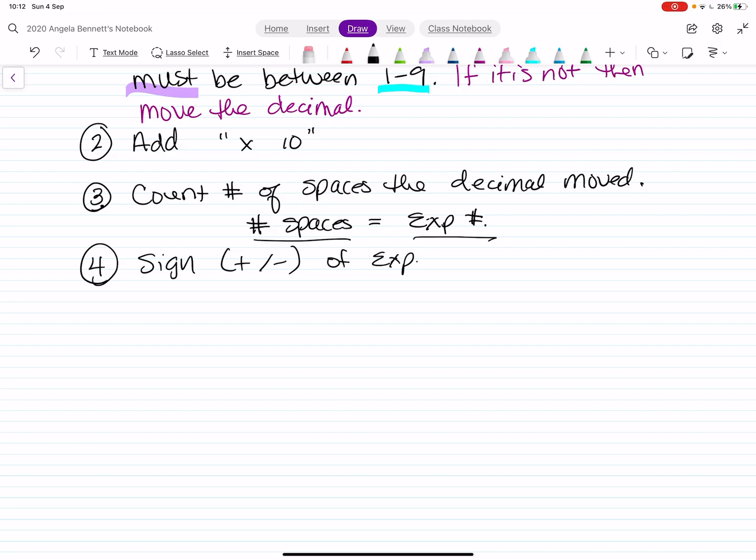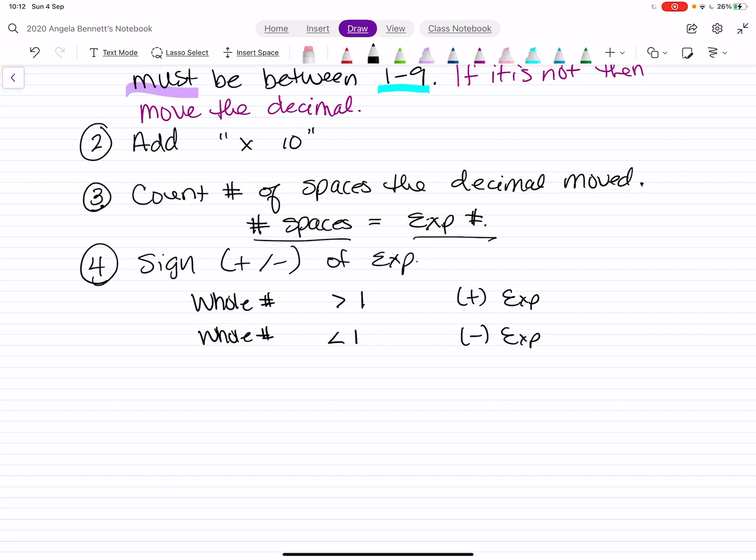So to determine the sign of the exponent, whether it should be positive or negative, you're going to look back at the whole number. Now the whole number is the number that's not written in scientific notation, and I will give you an example of that in just a second. But if your whole number is greater than 1, then you're going to have a positive exponent. If the whole number is less than 1, then you're going to have a negative exponent.